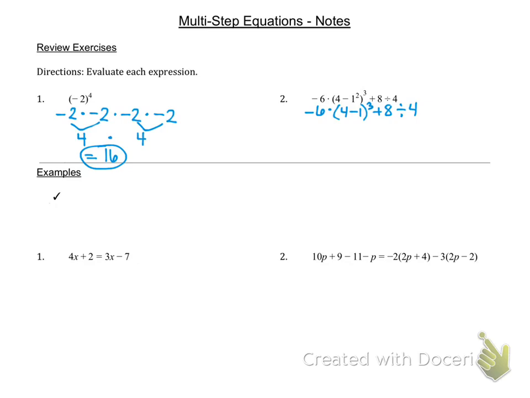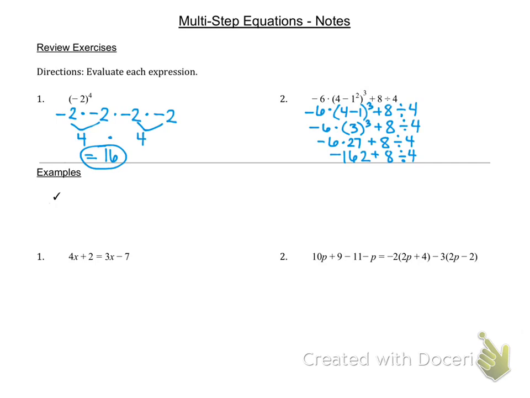I'm going to continue with what's inside the parentheses. 4 minus 1 is 3. So we have 3 to the 3rd power plus 8 divided by 4. So I'm just rewriting everything. 3 to the 3rd power means 3 times 3 times 3, which is 27. So we have -6 times 27 plus 8 divided by 4. -6 times 27 is -162 plus 8 divided by 4.